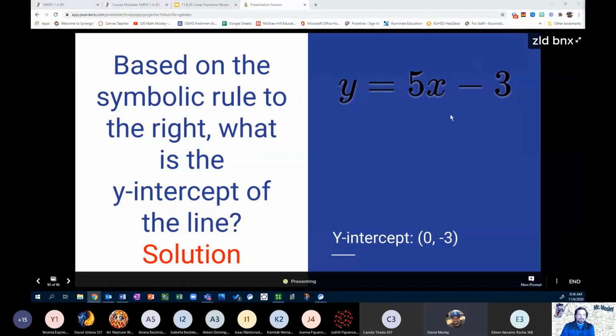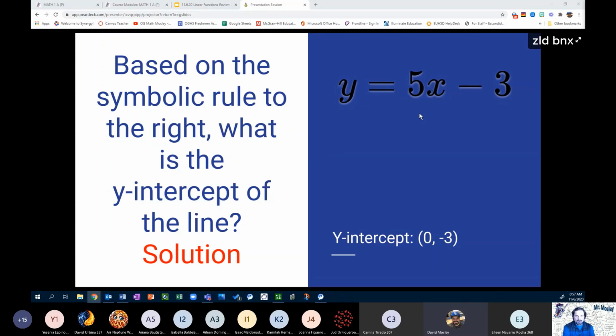So the number here, the -3, only tells us the value of y. We already know the value of x is 0. The 5 is the slope. The 5 and the 3 don't do anything together as far as slope and y-intercepts are concerned.